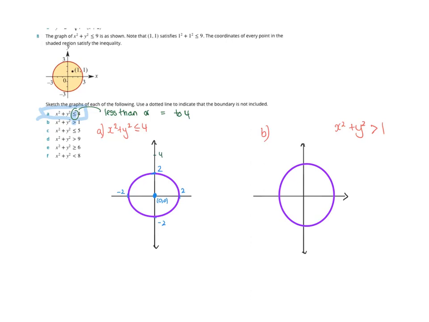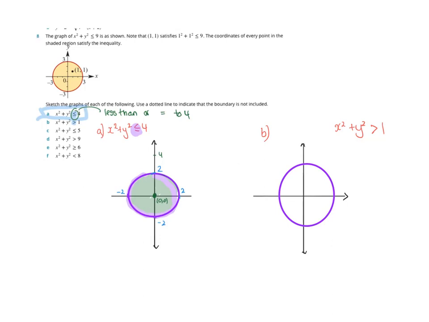So when is it less? When is this graph underneath there? Well, if you go to shade it, it would be all in here. It doesn't matter, it's under 4, all in there. So the whole thing occurs under 4. And because it's equal to, you see this solid line around here.